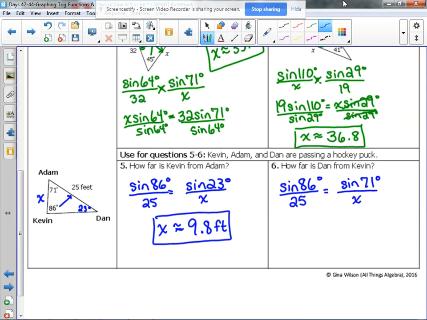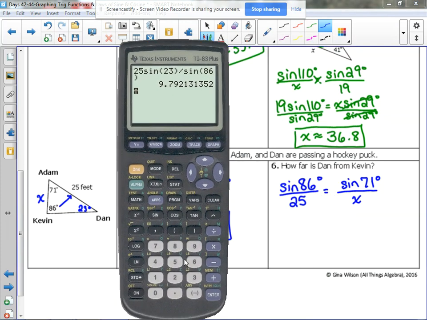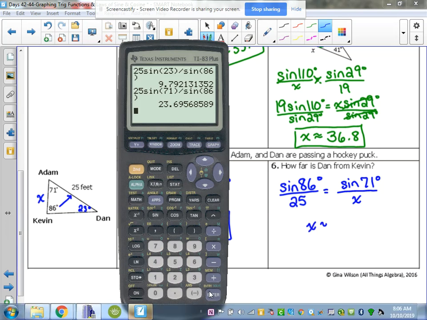So go back to what I know is true, 86 degrees and 25 feet. Sine of 71 degrees over x. So let's see here. The only thing that changes in the equation we just solved is that 23 is now 71. So they are approximately 23.7 feet apart.